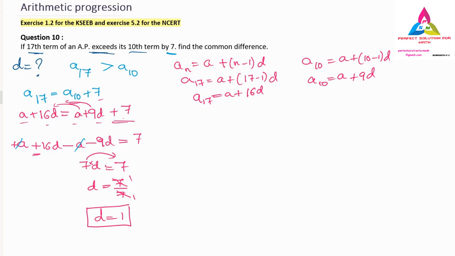Whenever a question like this comes, don't get confused. Here they have not given the value, so don't get confused, because it is easy to understand. The 17th term exceeds the 10th term, they have given. So exceeds means more. So A17 is more than A10 by how much? 7. So the equation will become A17 is equal to A10 plus 7.